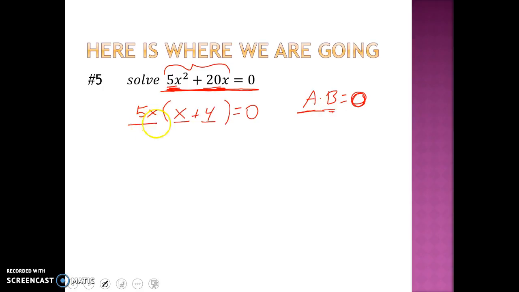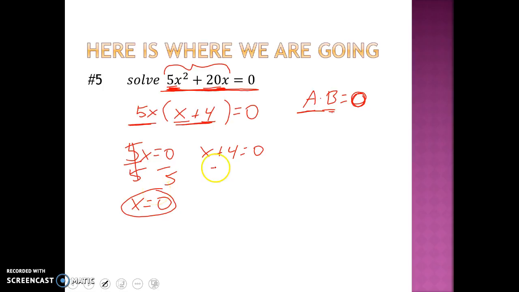Well, in this case, I have two things that give me 0. So one of these two things must be 0. Either the 5x is equal to 0, or the x plus 4 is equal to 0. And so now I can solve both of these equations. The first one, if I divide both sides by 5, I will get that x equals 0 divided by 5, which is 0. And the second equation, if I subtract 4 from both sides, I'll get that x is equal to negative 4.